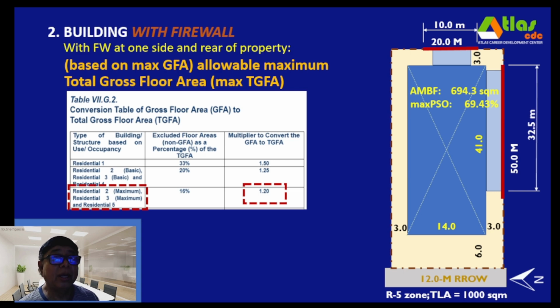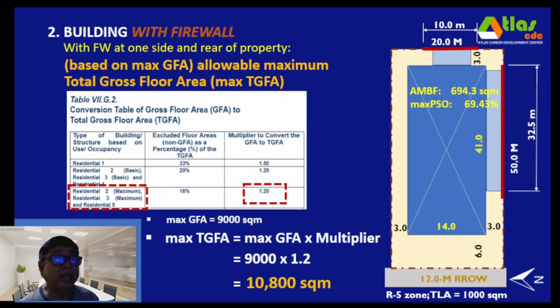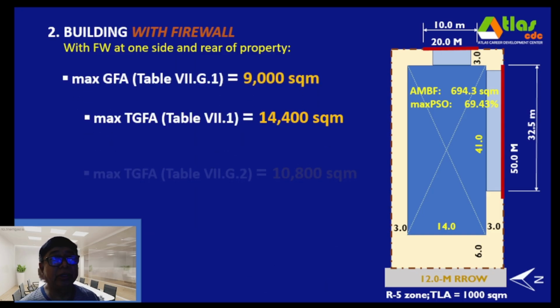Kaya ang ating magiging value ng maximum TGFA dito ay parehas pa rin ng kanina. Kasi ang ating multiplier ay di naman nabago. Ang maximum GFA natin ay ganun pa rin. So ang ating maximum TGFA is still 10,800 square meters. Walang nabago kung saan ang location, kahit saan mo i-locate yung dalawang firewalls nyo, no? So yan ang ating summary.